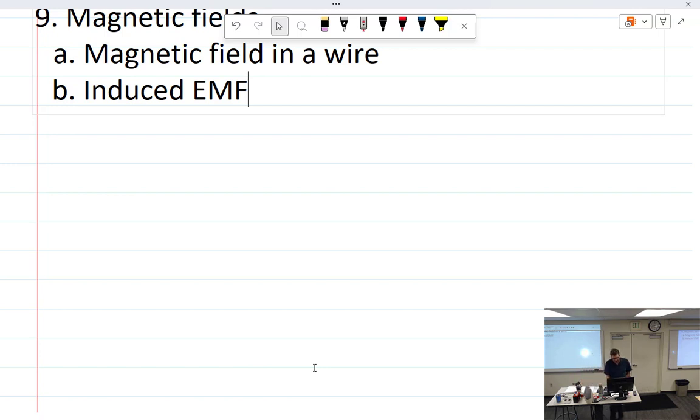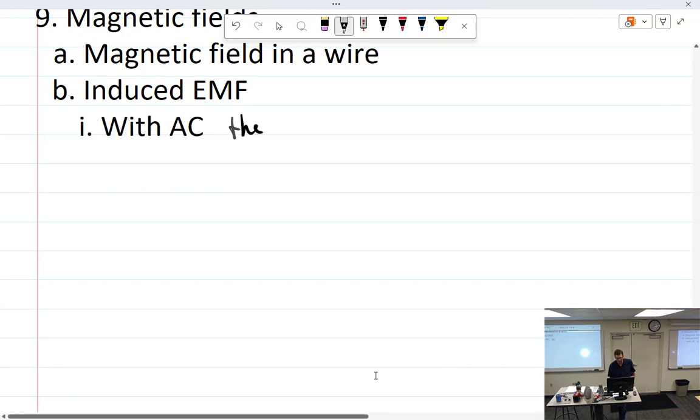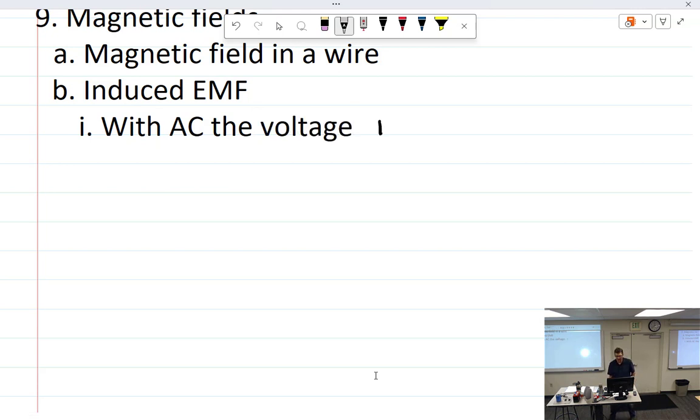All right, let's see. With AC, the voltage is constantly changing, which builds and collapses a magnetic field around the wire. This creates an EMF that counters the flow of electrons. So that's an important point. With AC, the voltage, and consequently the current as well, is constantly changing directions.